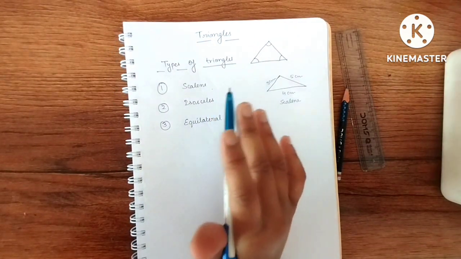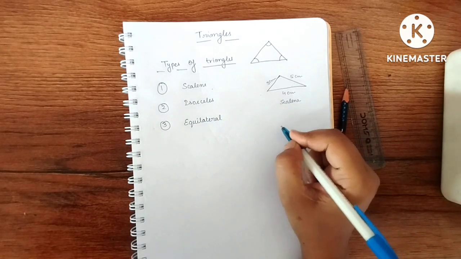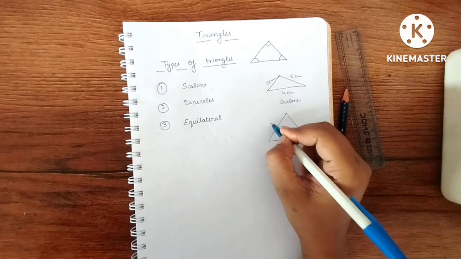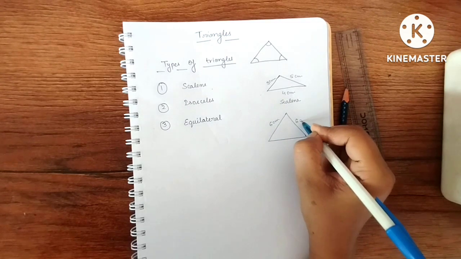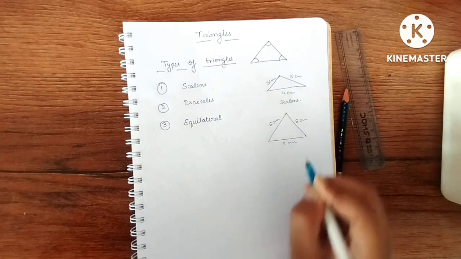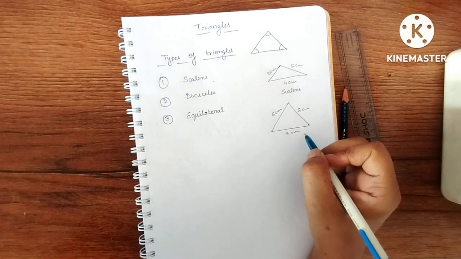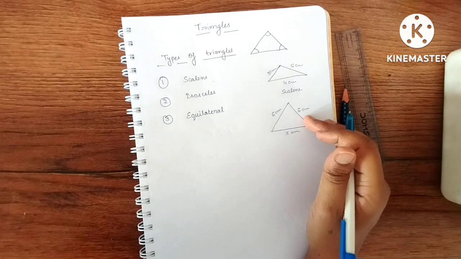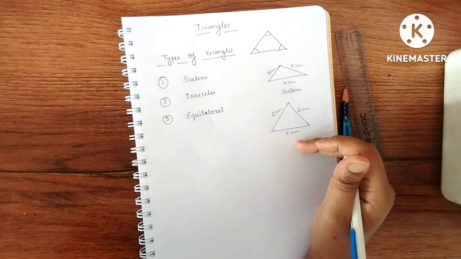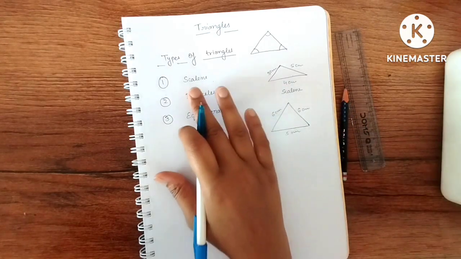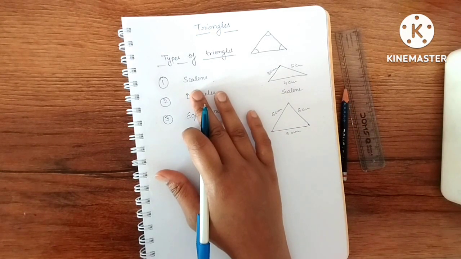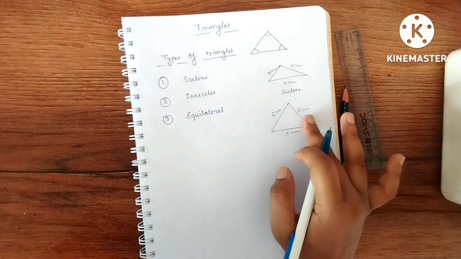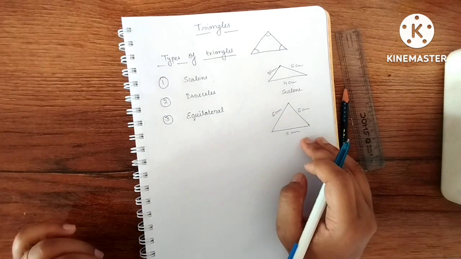Now the isosceles. Isosceles means iso. The two are same. Like if I draw a triangle where these two lines are 6 centimeter and 6 centimeter and this line is 5 centimeter, this type of triangle is known as isosceles. Isosceles, where two lines are of same length and one line is different. Clear? Scalene, where all the three lines are of different length.